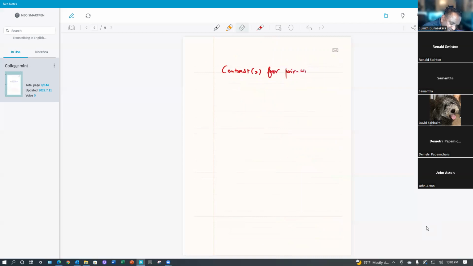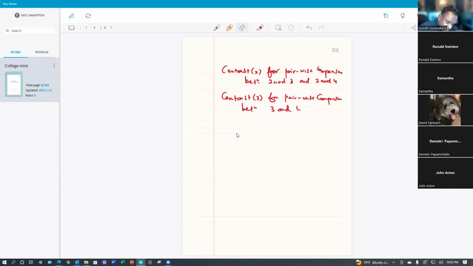Yeah, pairwise comparison between 1 and 2, 1 and 3, and 2 and 4. Contrast 3, 4. Pairwise comparison between 3 and 4. Then altogether you have what?